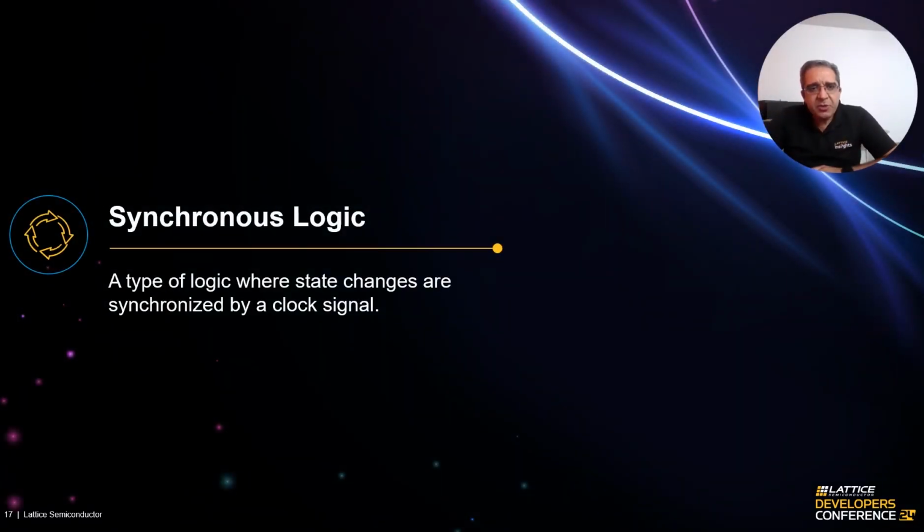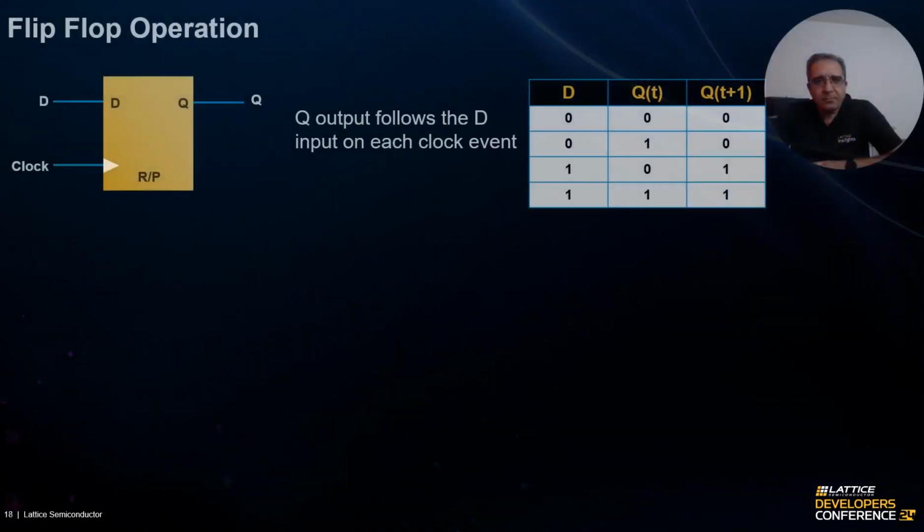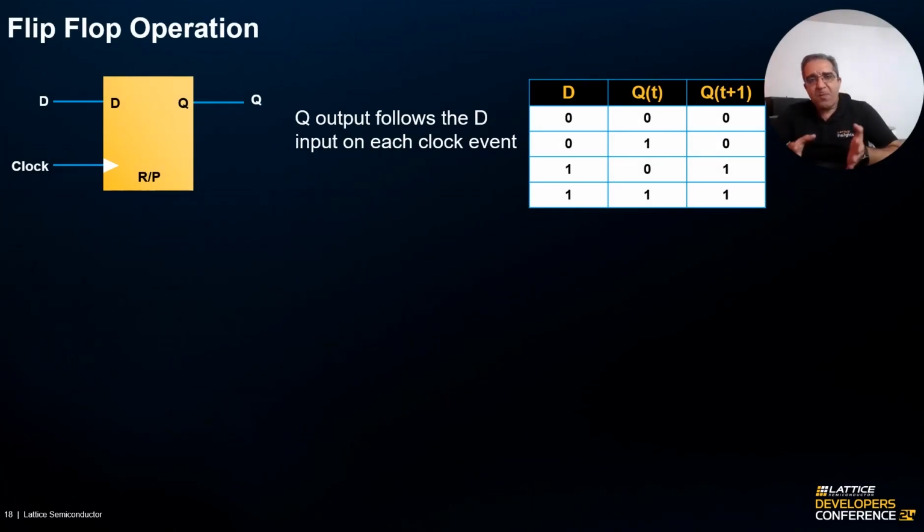The answer is using synchronous logic. Synchronous logic is the type of logic where the state changes are synchronized by a clock signal. The clock signal will condition the change of the output. The main component of synchronous logic is called the flip-flop or register. This component has a D input, a Q output, and a clock with a reset or preset. And the truth table is represented here.